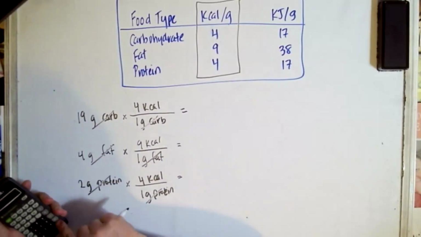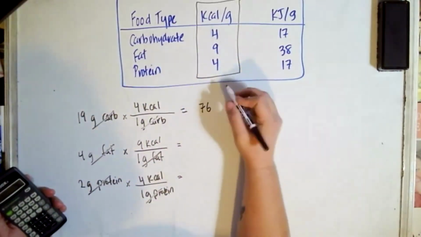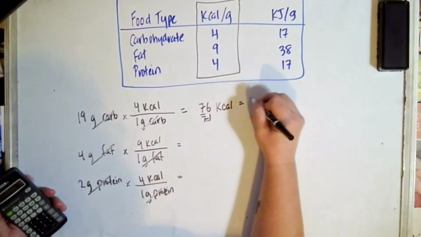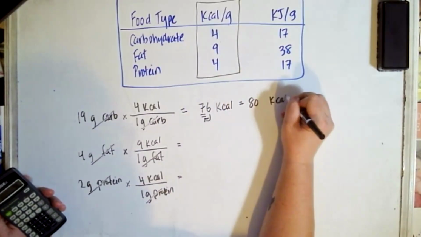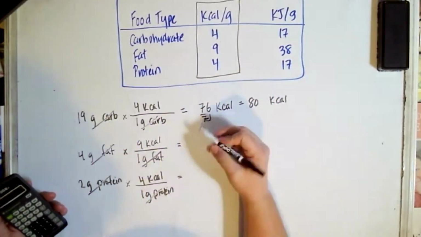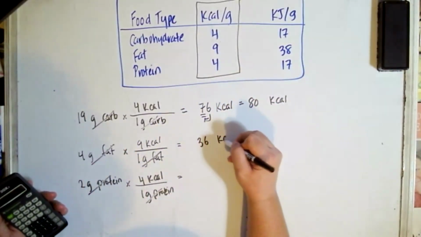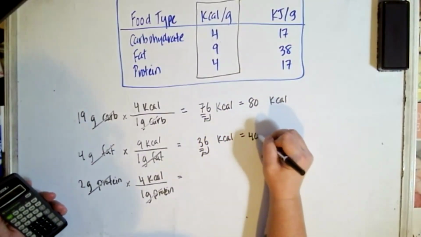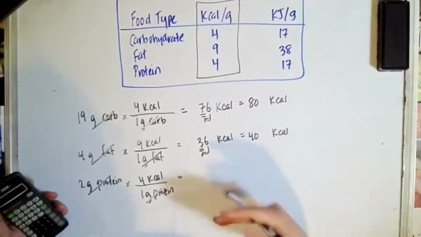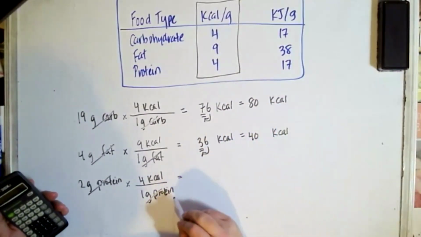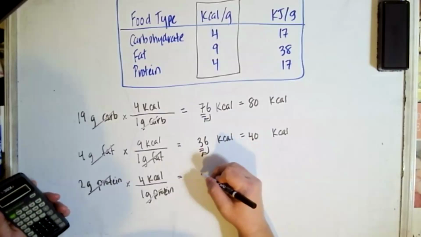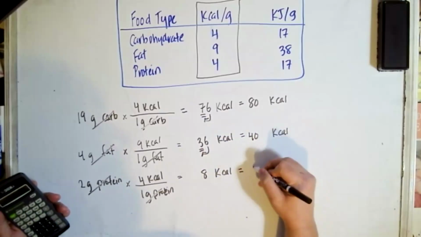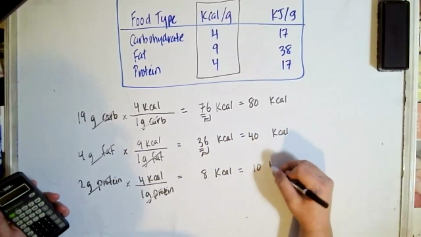Okay, so 19 times 4, that's going to give us 76 kilocalories, which will round up to 80. 9 times 4 is going to be 36 kilocalories, which will round up to 40. And again, because they told us to use that tens place. And then here, 2 times 4 is going to be 8 kilocalories, which will round up to 10, so that we're in the tens place.